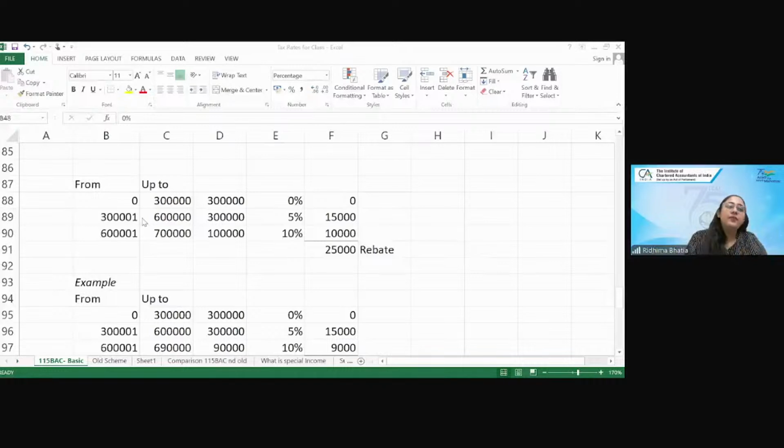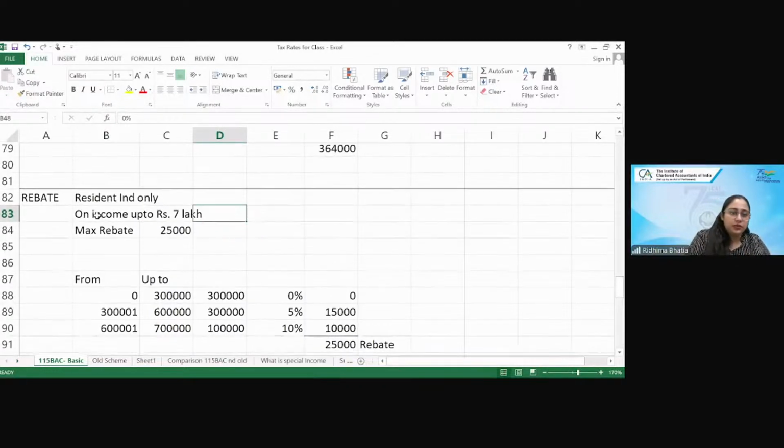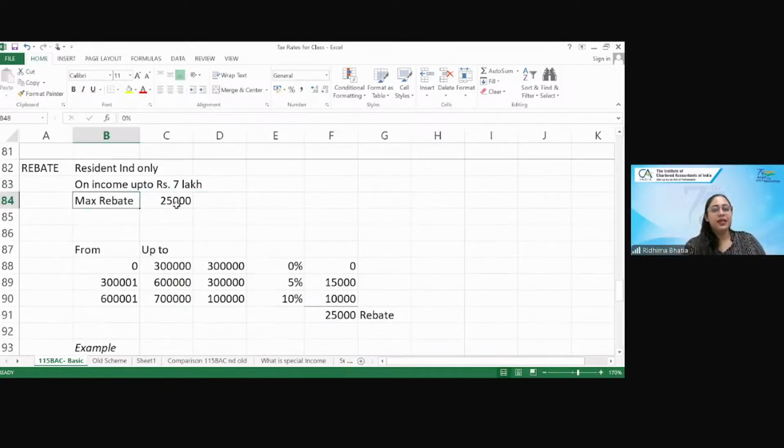So in 115BAC also, for residents only, up to an income of 7 lakh, the maximum rebate is 25,000. In the old regime, up to an income of 5 lakhs, the maximum rebate was 12,500. In the new regime, 7 lakh, 25,000. Remember?